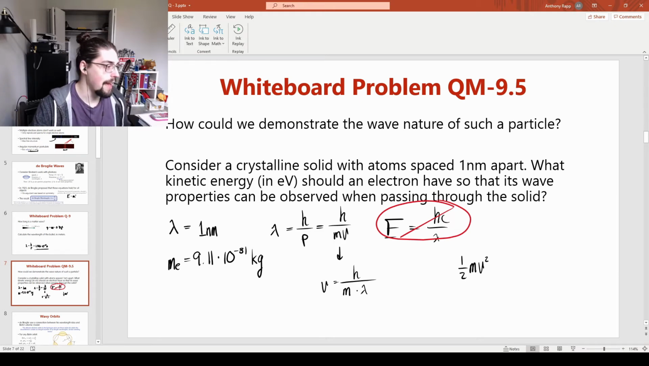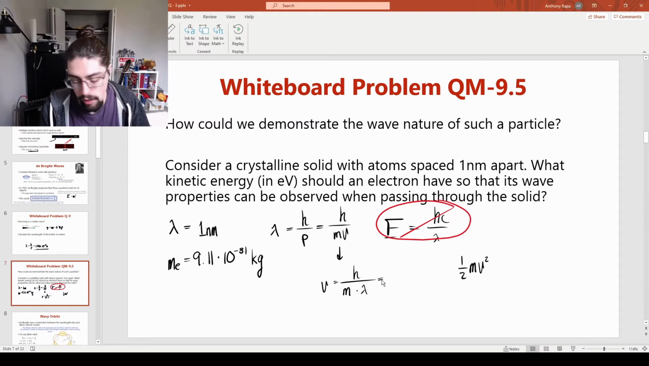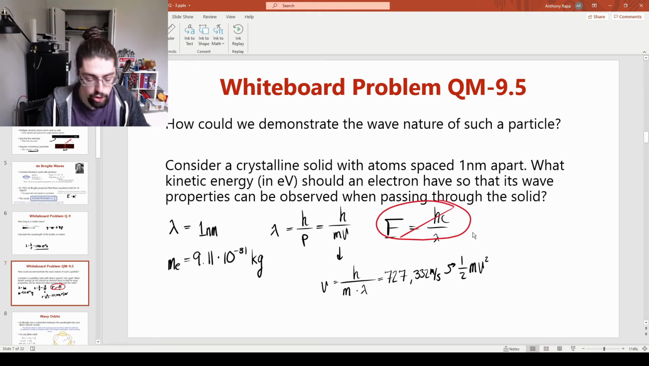When I do something like that, I get a number that I screwed up in my solutions. What I get is a number somewhere around the order of 727,332 meters per second. Plug that into my kinetic energy, and what I find at the end of the day here is something along the lines of 2.410 times 10 to the negative 19th joules.